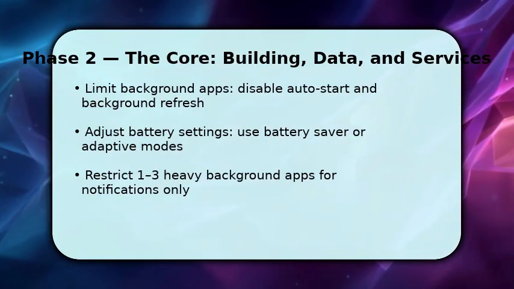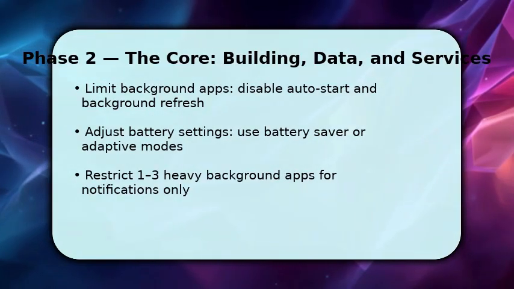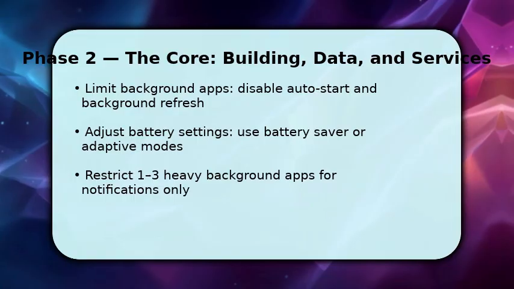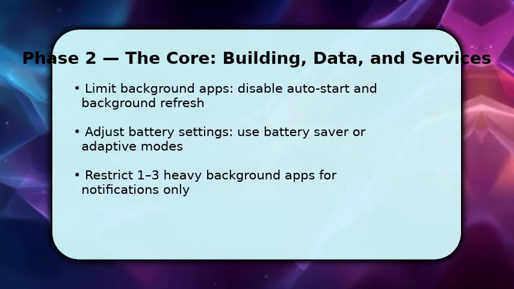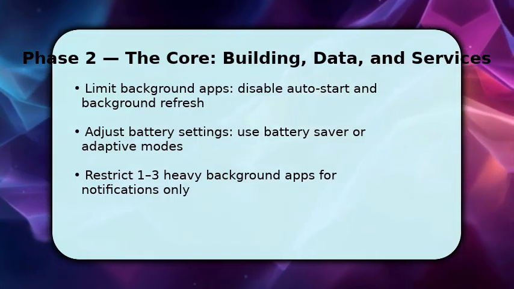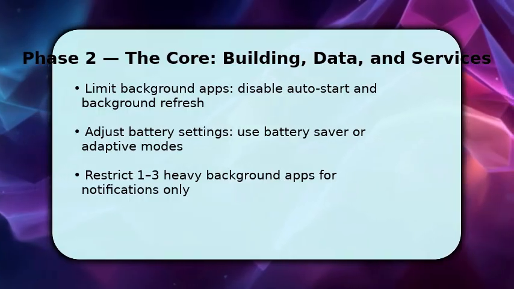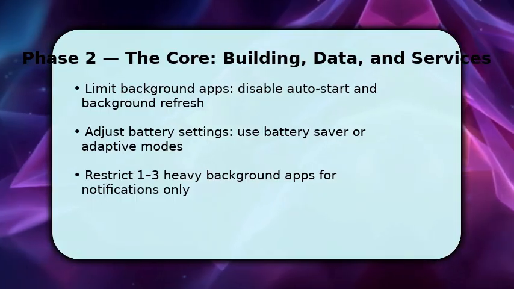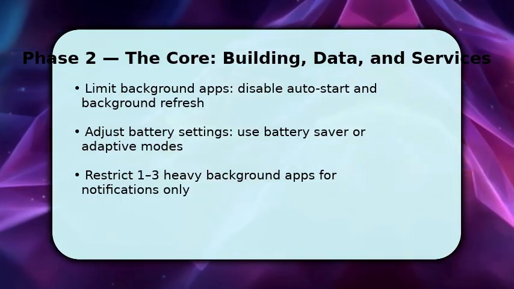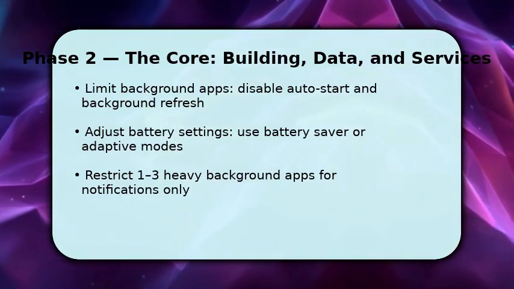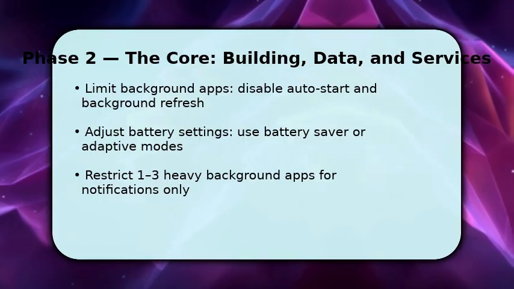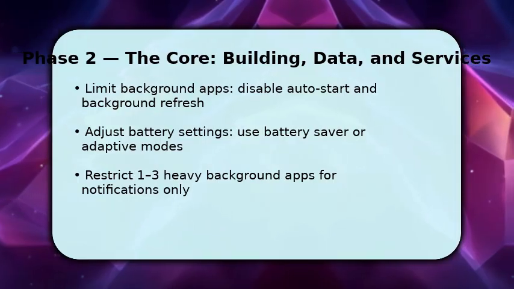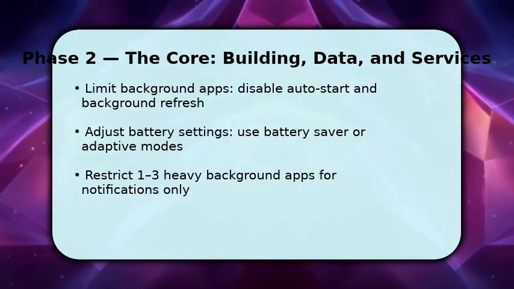Next, focus on background activity and power policies because persistent background processes often cause lag. You should disable auto start for non-essential apps and turn off background app refresh selectively. This conserves CPU cycles and RAM. Set battery mode to battery saver or adaptive power so the OS throttles background tasks. Make sure your critical apps are allowed to send notifications. Once you apply these settings, monitor responsiveness for a day so you can identify any remaining heavy processes to restrict further.